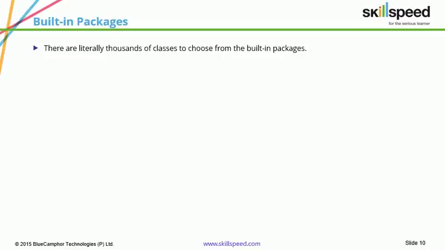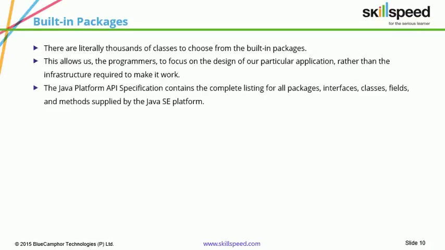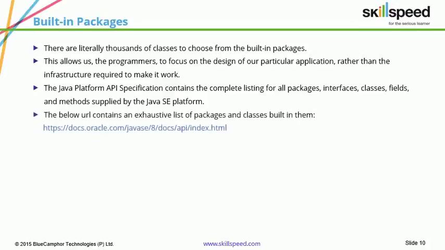There are literally thousands of classes to choose from the inbuilt packages. This allows us, the programmers, to focus on the design of our particular application rather than the infrastructure that we require to make it work. The Java Platform API specification contains the complete listing for all the packages, interfaces, classes, fields and methods supplied by the Java Standard Edition platform.